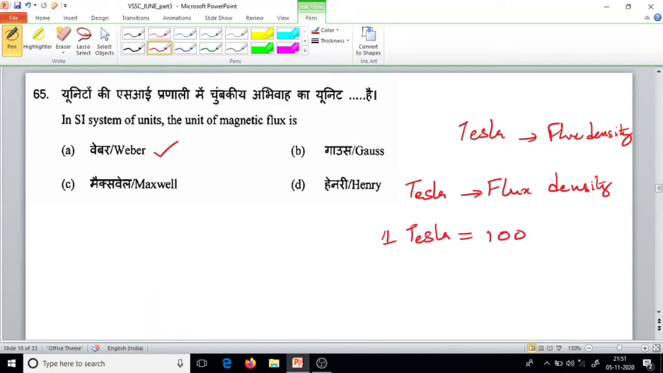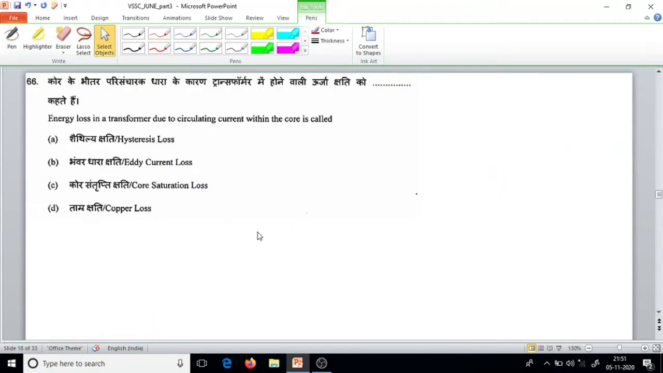We'll go to the next question. Question number 66. Energy loss in a transformer due to circulating current within the core, that is eddy current loss. It's a direct question, so it's eddy current loss. Here copper loss is the variable loss in a transformer. The copper loss depends on the current.